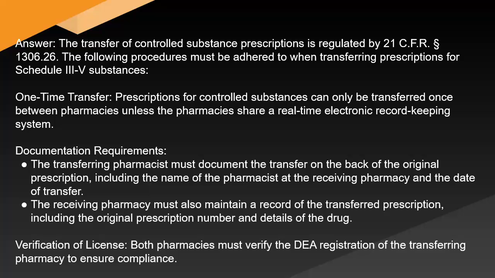One-time transfer. Prescriptions for controlled substances can only be transferred once between pharmacies unless the pharmacies share a real-time electronic record-keeping system. Documentation requirements. The transferring pharmacist must document the transfer on the back of the original prescription, including the name of the pharmacist at the receiving pharmacy and the date of transfer. The receiving pharmacy must also maintain a record of the transferred prescription, including the original prescription number and details of the drug. Verification of license. Both pharmacies must verify the DEA registration of the transferring pharmacy to ensure compliance.